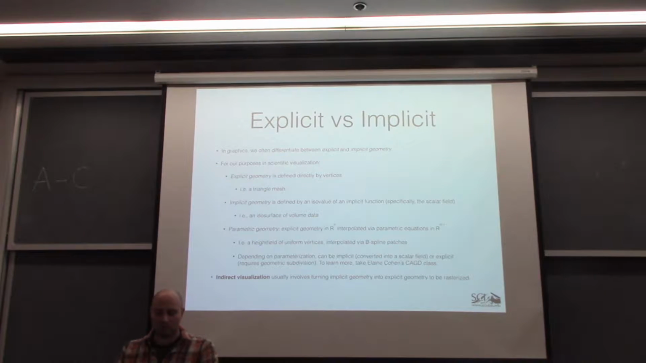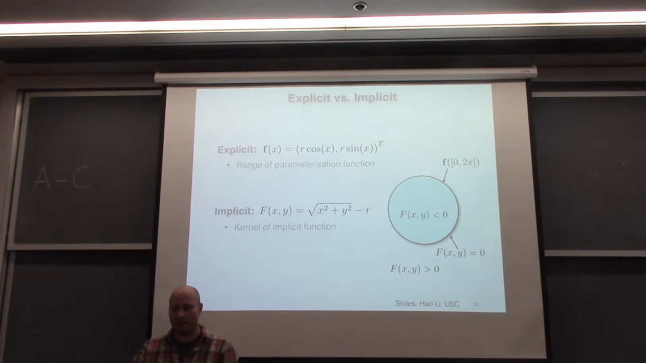And indirect visualization usually involves turning implicit geometry into some explicit geometry, usually to be rasterized, but really to be rendered anyway. So this is just a simple example with a circle. The explicit form of this circle happens to be a parametric equation, because this is 2D and it's an analytical explicit representation. If you wanted to represent this explicitly, it's f of x is r cosine x, r sine x, and you have a coordinate system out of that.